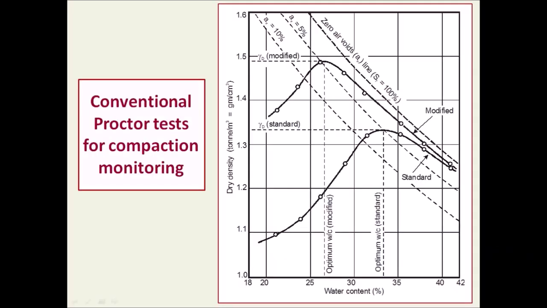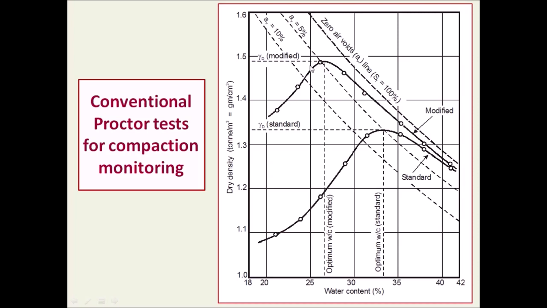I shouldn't spend a lot of time on this, but I just want to make the point that while we are very familiar with the Proctor test, the Proctor test has proved its worth over the years. These are typical Proctor curves, one for the standard compacted effort, one for the modified compacted effort. I just want you to note that at the optimum water content, the air voids are generally around 5%.